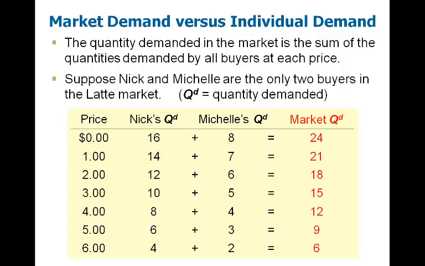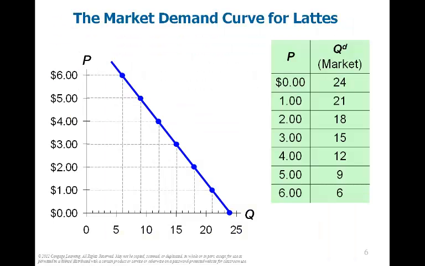Here I have on the right the quantity demanded in the total market, and on the left is the price. So if we graph that new set of points of price and market quantity demanded, then we would get the market demand curve. So here I just reproduced those sets of points. It shows you at each price what quantity would be demanded in the market as a whole. And if we graph that set of points, then we would get the market demand curve for lattes.